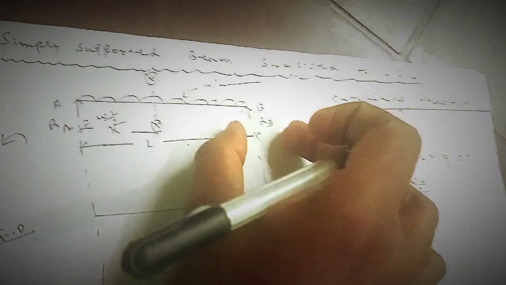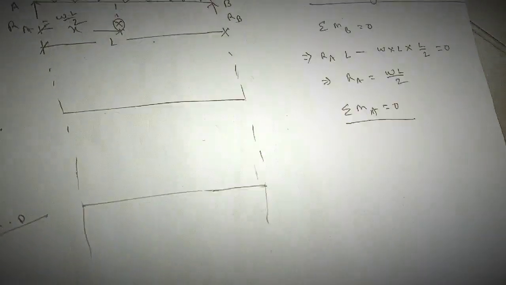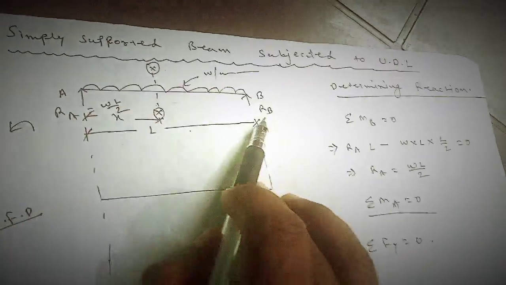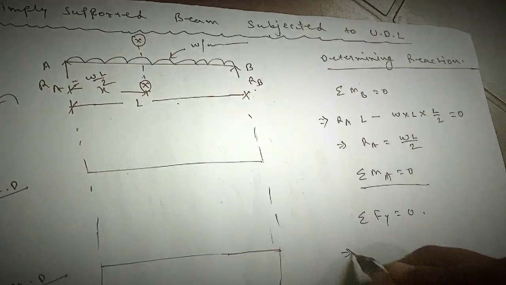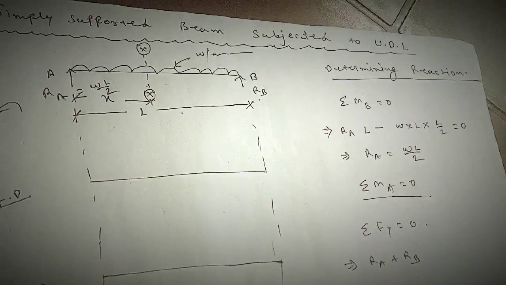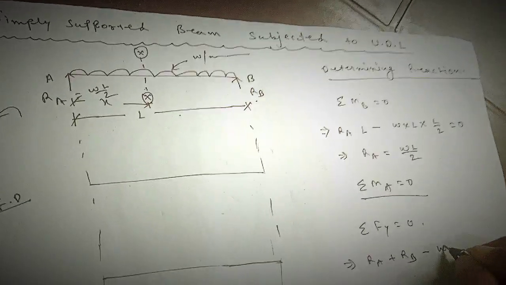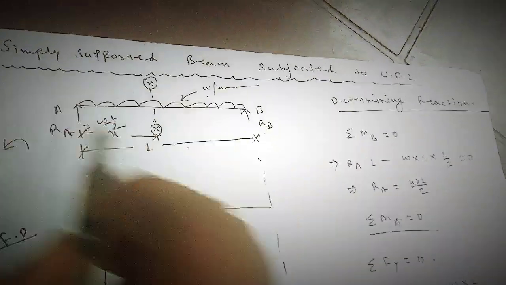Now for determining the R suffix B reaction, we can do the same, moment about A equal to 0, or more easily, take the summation of vertical forces equal to 0. What will be the vertical force? See, R suffix A and R suffix B act in one direction, and the UDL load acts in the other. So R suffix A plus R suffix B, taking one direction positive and the other negative, minus W into L, because the load is W per unit length, so for the total length it is W into L, equal to 0.